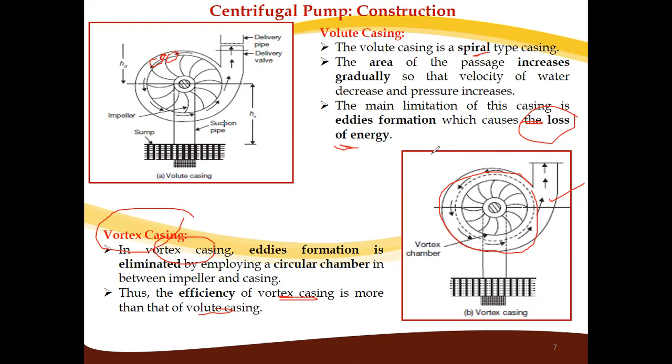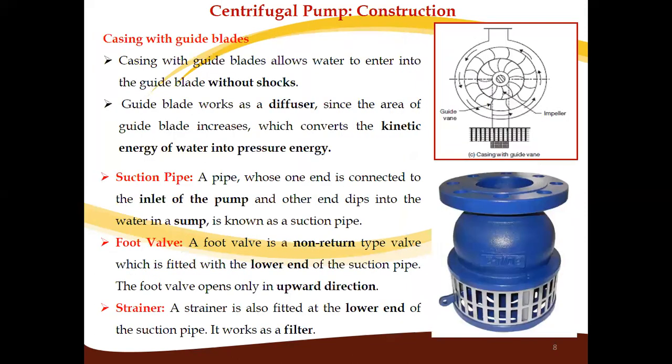And we have the third type of casing, that is casing with guide vanes. So this is the impeller part, and this part is the casing. It consists of these guide vanes also. So these are the guide vanes, and along the periphery of the casing these guide vanes are there.